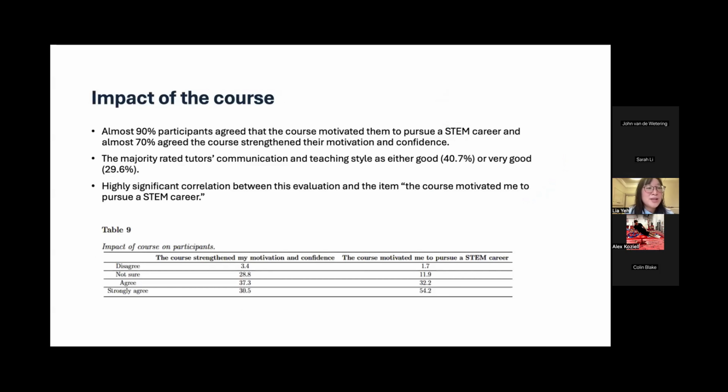And this slide is about the impact of the course. So about 9 in 10 of the students agreed that this course motivated them to pursue a STEM career, and almost 70% agree that this course strengthened their motivation and confidence. One thing is that not all the students may have wanted to pursue a STEM career anyway. Some could be taking this course out of curiosity or just wanting to learn STEM, but not necessarily so sure that they're pursuing a STEM career, especially at the beginning of high school. So for those who are 16 years old, they're not necessarily thinking or sure about their careers yet.